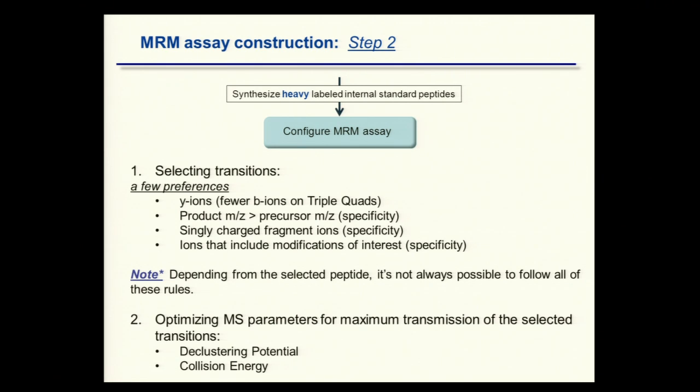And usually there are a few preferences for choosing them. We try to choose Y ions, singly charged Y ions, the m/z of which is bigger than the precursor mass. And then we optimize mass spec parameters for these transitions to get maximum transmission of those transitions.